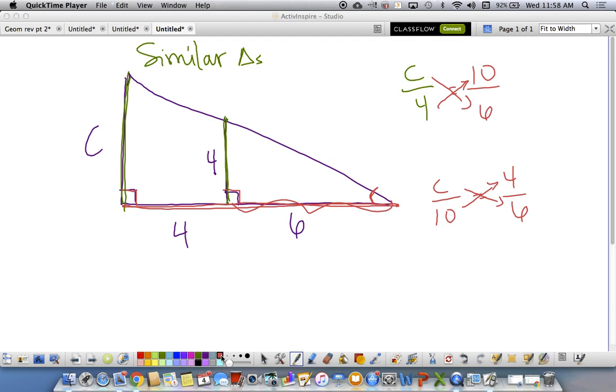So what is C? 6.7. 20 over 3, 20 thirds. Okay. So similar triangles.